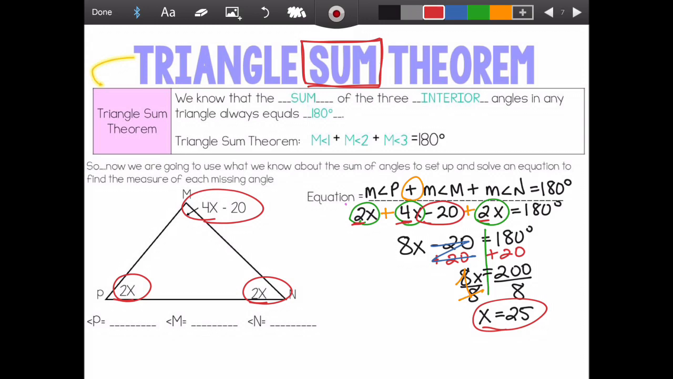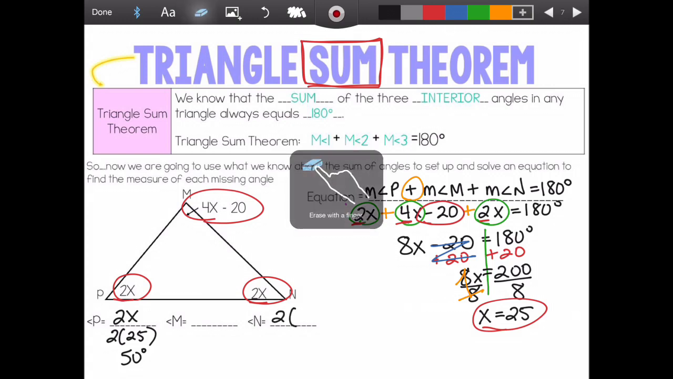So the measure of angle P is 2x. Wherever I see the x, I'm going to plug in 25. So 2 times 25, which is 50. So angle P is 50 degrees. But if you also notice, N and P are the same. They're both being represented by 2x. So if P is 50 degrees, then N should be 50 degrees as well. So 2 times, oops.